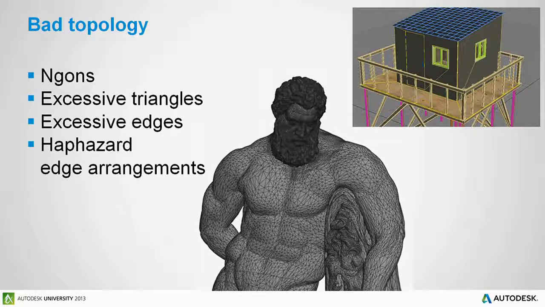bad topology. All right, N-gons. N-gons are polygons that have more than four sides. So we talked about quads being the ideal. An N-gon has five, six, seven sides, more sides. They do not respond well to subdivision. They tend to turn into these weird star patterns that look weird when they're rendered. And they're just harder to edit.